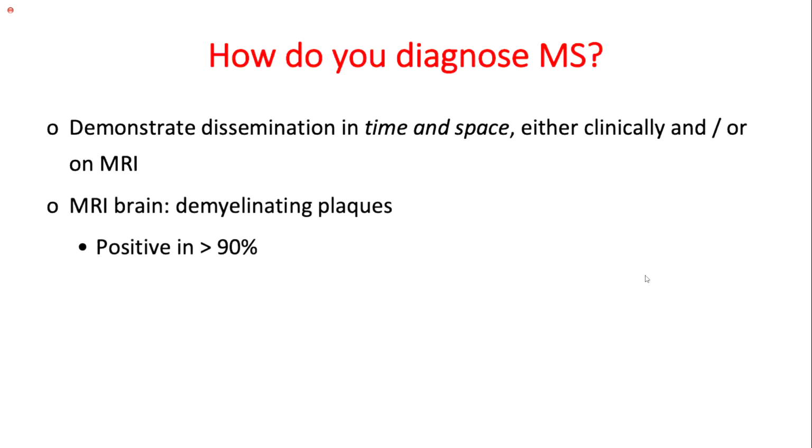And then this important fact that you must remember is that in multiple sclerosis, the brain MRI is positive in over 90% of patients, right? So even if the patient comes with a transverse myelitis, you always do a brain MRI. Sometimes the patient asks, why do you want to scan my head?